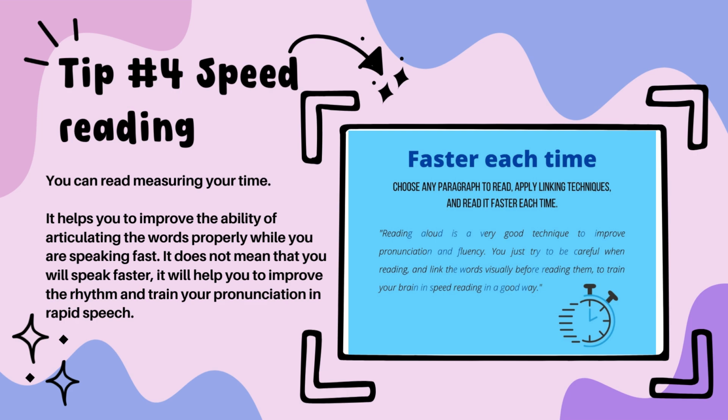Tip number 4 is speed reading. If you want to apply this, the best way to do it is reading aloud and taking your time. I mean, when I say taking your time, is measuring it with a chronometer. So you play the chronometer and you have to read it fast each time, but without forgetting to pronounce properly. So it's a matter of pronunciation and speed at the same time. It's a very good training.